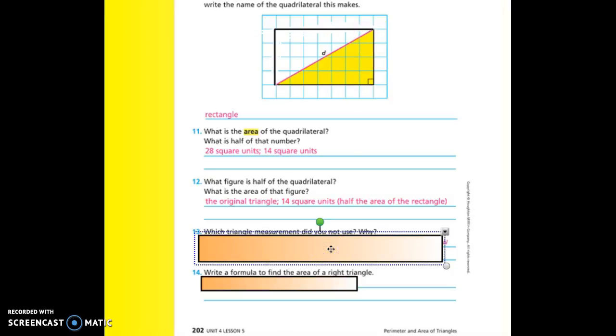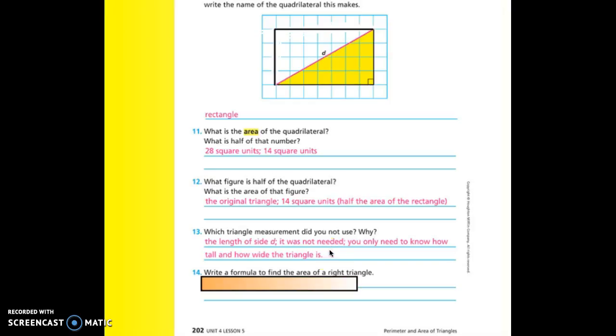We didn't need that diagonal that went right on through. So now it's asking us to write a formula to find the area of a right triangle. This is the tricky part. Well, I know that the area of the rectangle was base times height. That gave me 28. And in order to find half of that, I'd have to divide it by 2. So I'm going to say that the formula for a triangle is base times height divided by 2.